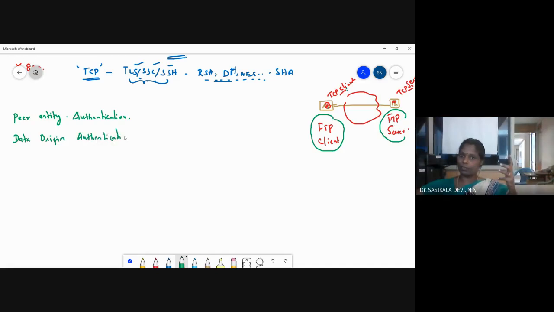Here the FTP client should prove that it is an authorized FTP client by sending a credential. In a similar manner, the server should also authenticate itself by sending some credential to the client. Here the verifier is the server, and the credential is to be given by the client, because the client is the service user and the server is the service provider. The service provider should authenticate the client first. The client also should authenticate the server, because it should not get wrong information from the wrong server. So peer entity authentication and data origin authentication are both process based.